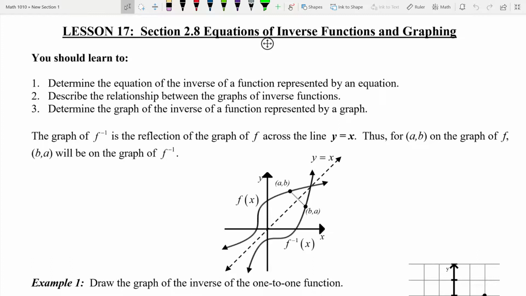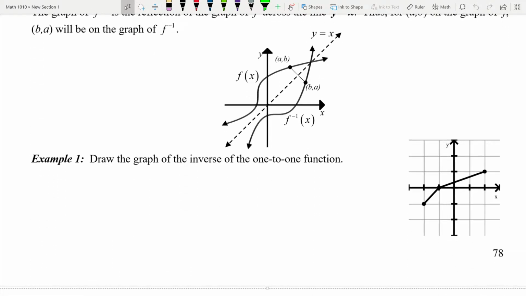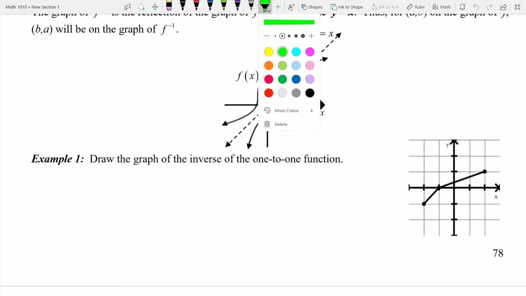Alrighty guys, so this is lesson 17, and we are going to be finding inverses and graphing inverses, okay? So basically, you guys, this is what an inverse looks like in relationship to the original function.